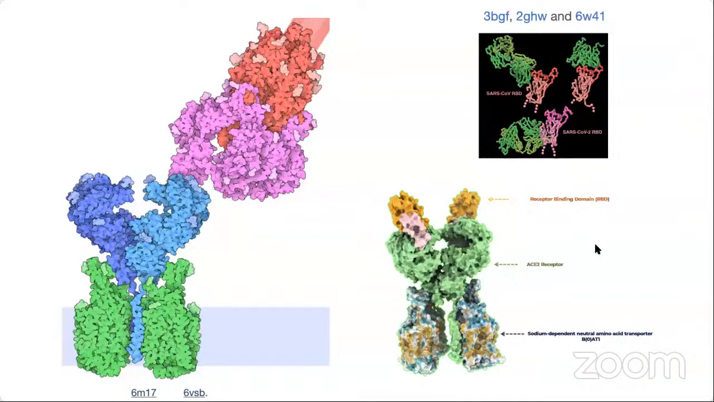The spike is a major target of this protection, right? Since it is exposed on the surface of the virus. And these three protein structures that you can see on the left are 3BGF, 2GHW and 6W41. You can search them by their 4-digit keyword. You just paste them in your browser, and it will show you the link to their actual structure that has been deposited in the PDB. So these are PDB IDs.